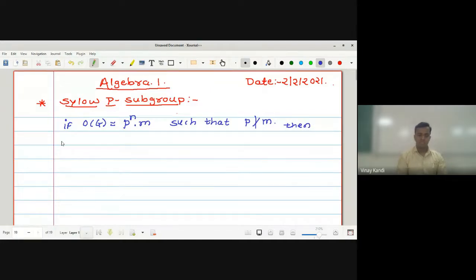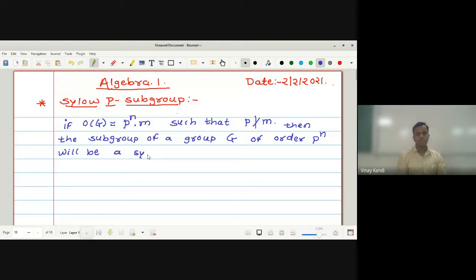the subgroup of a group G, look at here, the subgroup of a group G of order P raised to n will be a Sylow P subgroup in G. Okay, so this is the definition of Sylow P subgroup.